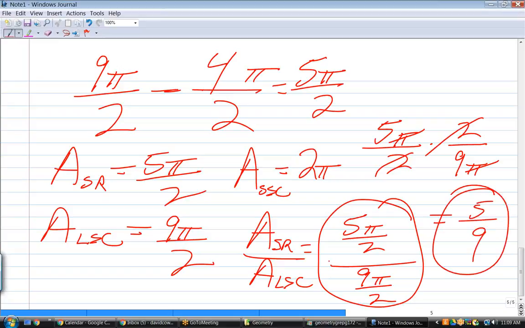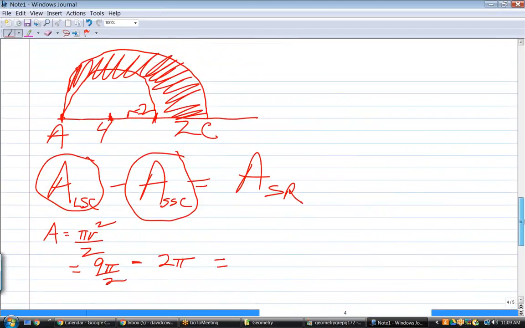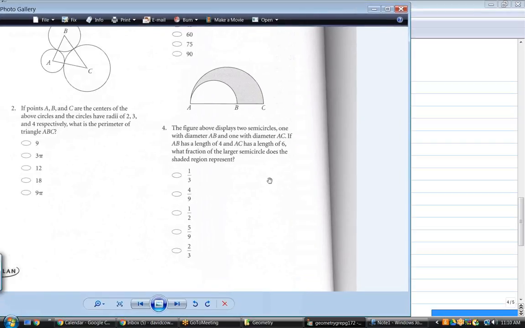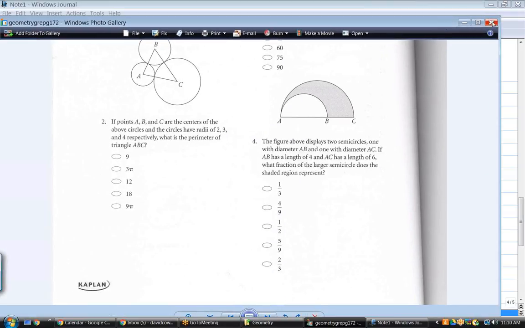So the ratio of the shaded region, they could have worded that many different ways. They kind of chose the most complicated way possible to word that last part of that sentence. A better way would have been to say, what is the ratio of the shaded region versus the large semicircle? They could have stated it that straightforwardly. But you're going to run into all kinds of word problems that state things in a weird manner that you have to figure out.